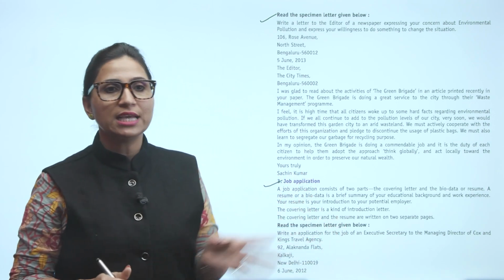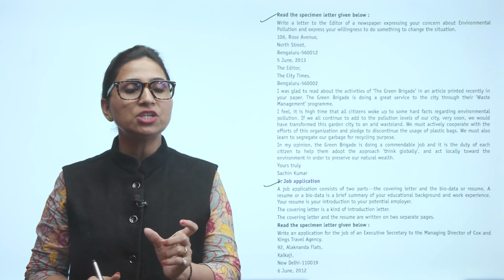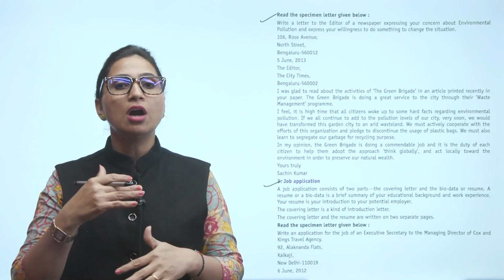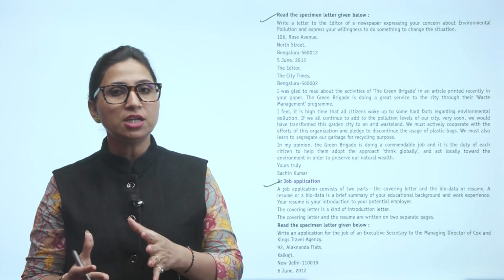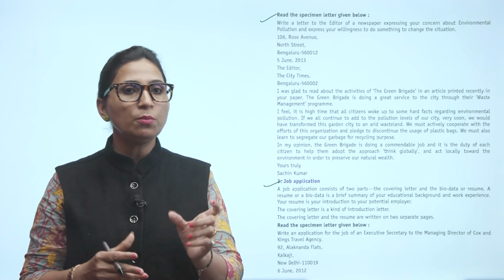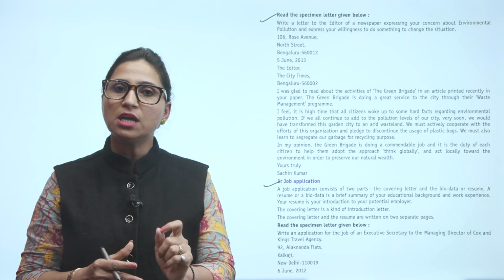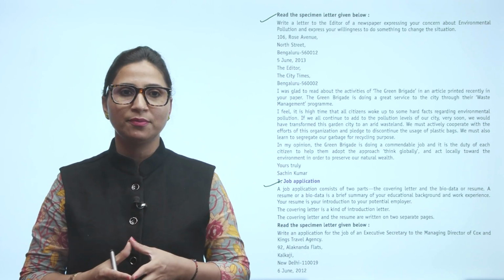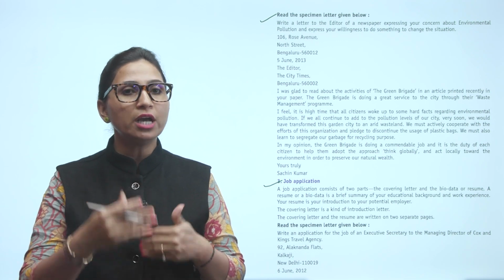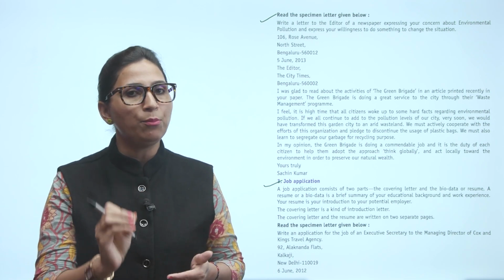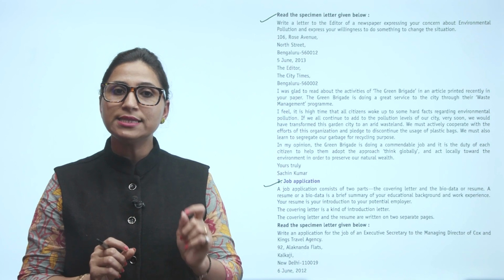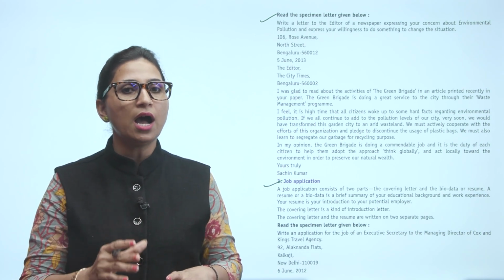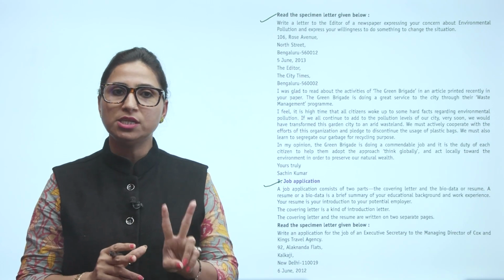So job application कैसे लिखनी है बच्चों? A job application consists of two parts. पहला part क्या होता है? The covering letter and the biodata or resume. A resume or a biodata is a brief summary of your educational background and work experience. Your resume is your introduction to your potential employer. The covering letter is a kind of introduction letter. The covering letter and the resume are written on 2 separate pages.